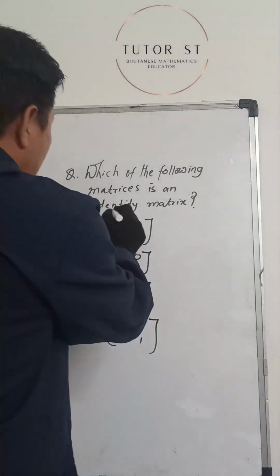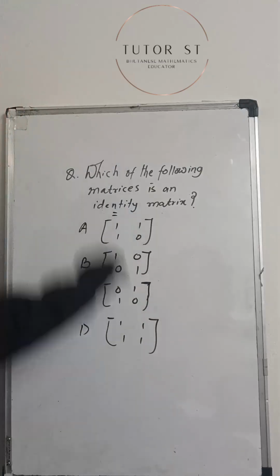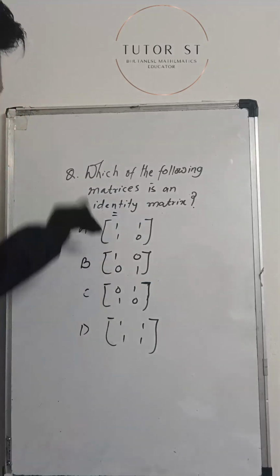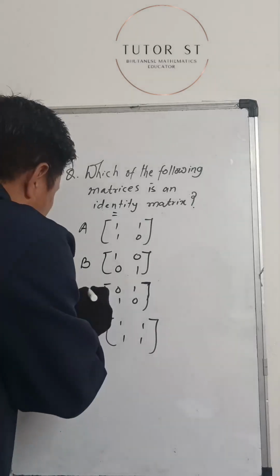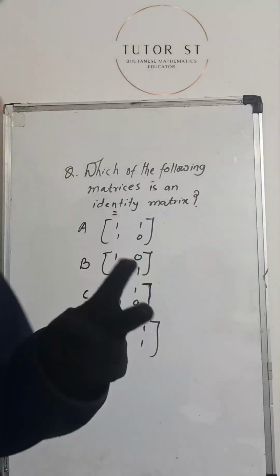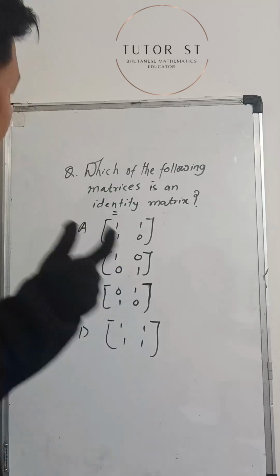Please remember, we have different types of matrices, but this question is asking us to identify an identity matrix. Now, if you look at the options, we have four options here: A, B, C, and D. Not to confuse yourself, you have to remember two conditions so that you can easily identify an identity matrix.